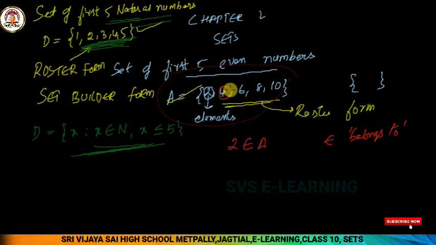4 also belongs to set A. 6 also belongs to set A. 8 also belongs to set A. 10 also belongs to set A. Can I say that 5 belongs to set A? No, 5 does not belong to set A because 5 is not an element of set A. In such a case, we write it down like this. This symbol is read as does not belong to.